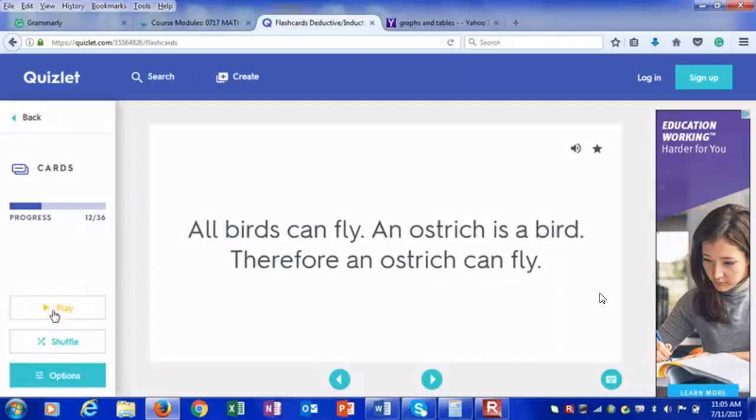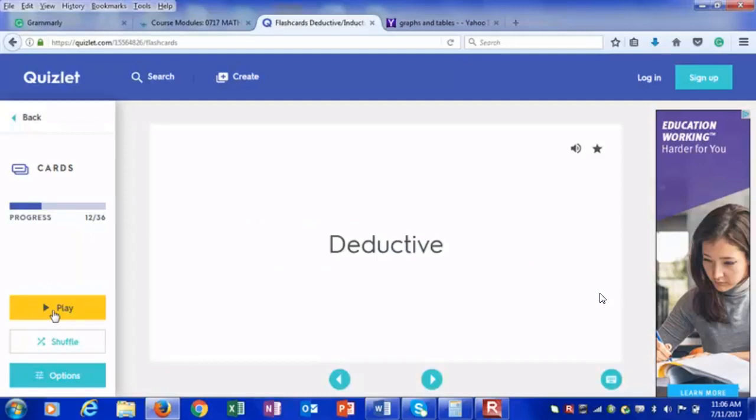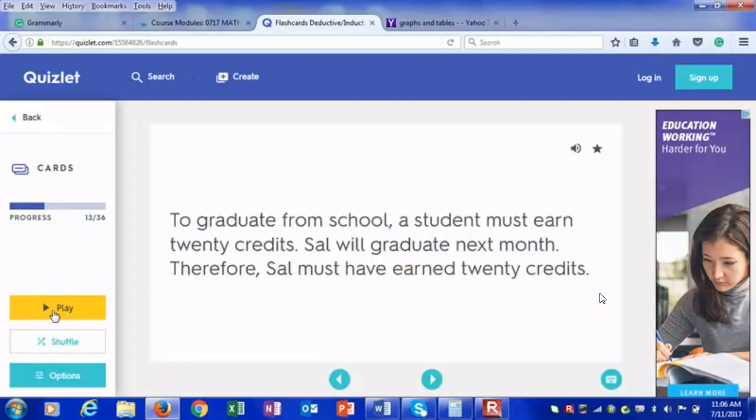All birds can fly. An ostrich is a bird. Therefore, an ostrich can fly. Inductive or deductive? This sounds a little bit similar to the problem that we just did a second ago. My vote is on deductive because an ostrich is a bird and it can fly. It is deductive.